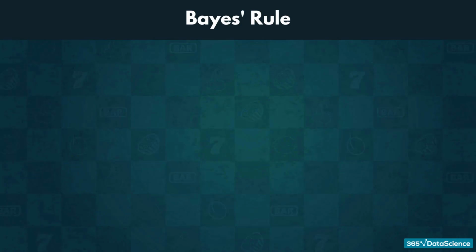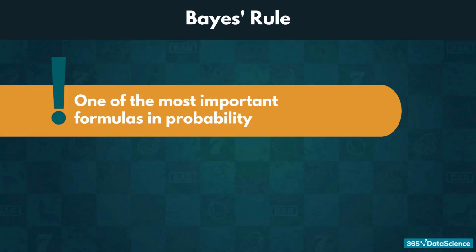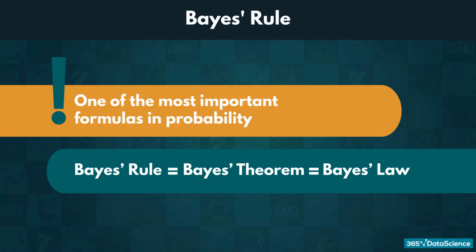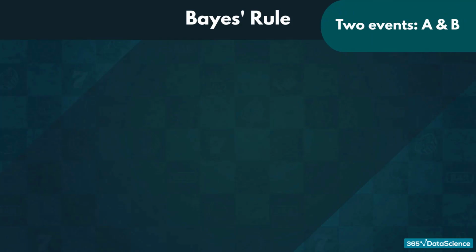In this lecture, we are going to introduce one of the most important formulas in the world of probability, the Bayes rule. People also refer to it as Bayes Theorem or Bayes' law, so we will use all three interchangeably. For starters, take two events, A and B.